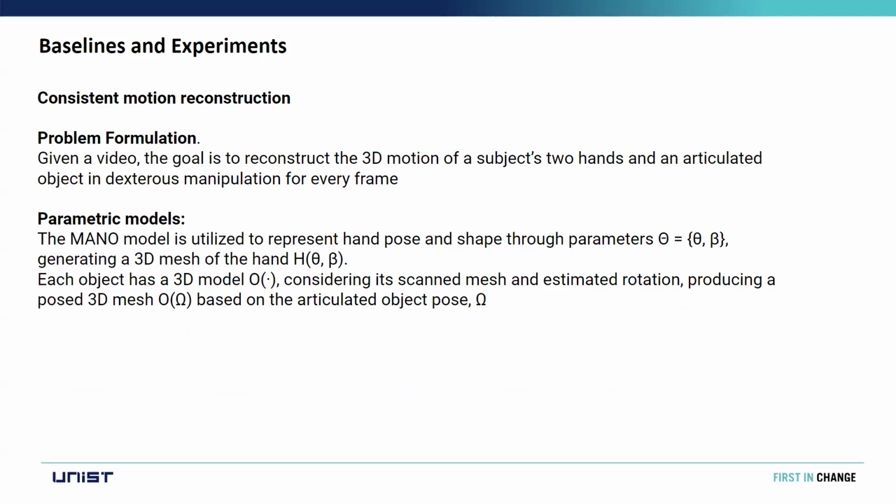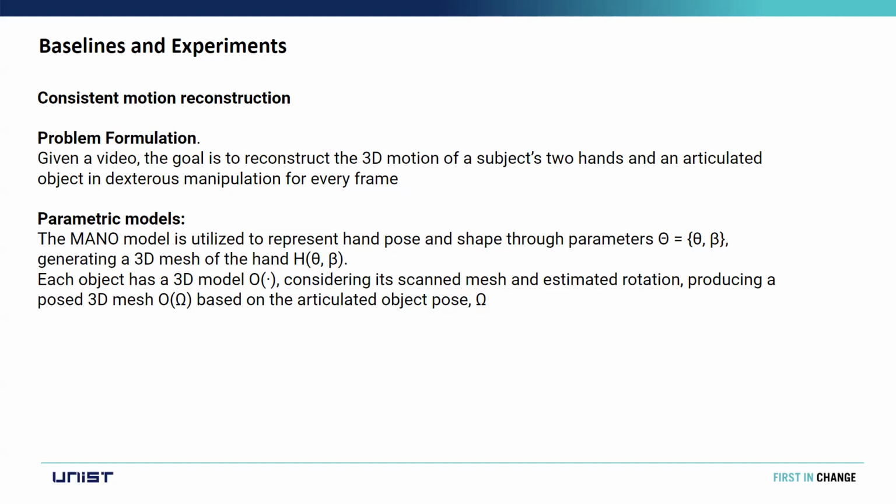In order to achieve this task, they use a parametric model, which is the Bimanual model. The Bimanual model is utilized to represent hand pose and shape through parameters.